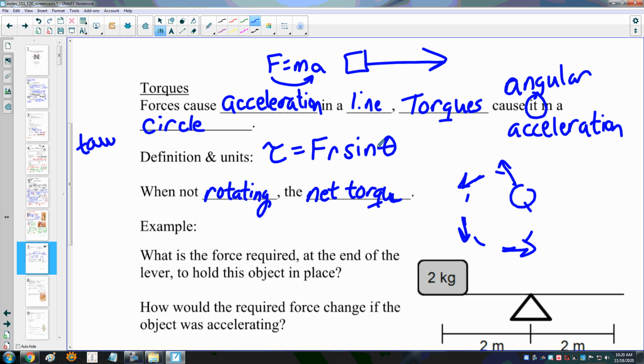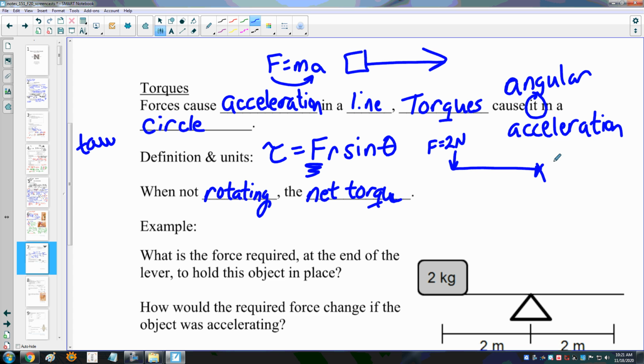So if I imagine, I'm going to erase this. If I imagine that I have some object, a bar or whatever, say I have a pry bar, it rotates about a certain axis. Now, if I apply a force in this direction, let's say that I apply a force equal to 2 newtons, that is the F in this equation. I apply it at a certain distance from the axis of rotation. I've drawn the axis of rotation here.